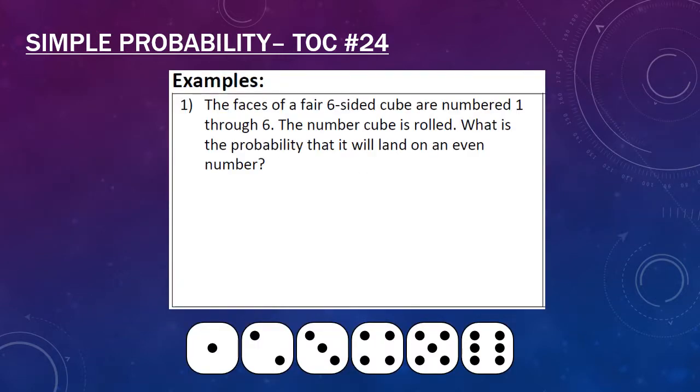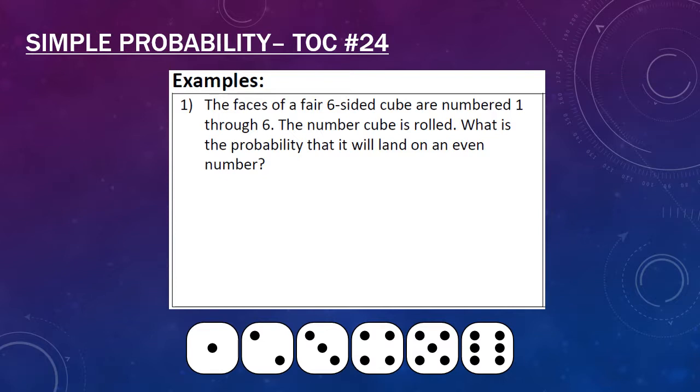Here's the last 2 little simple things. For this one, I put a picture here. If you don't have a picture, you can just simply write the numbers 1 through 6. But this is another dice or number cube problem. So the faces of a fair six-sided cube are numbered 1 through 6. And that's a lot of the times how the problems are worded. So if you see that, you know they're talking about dice.